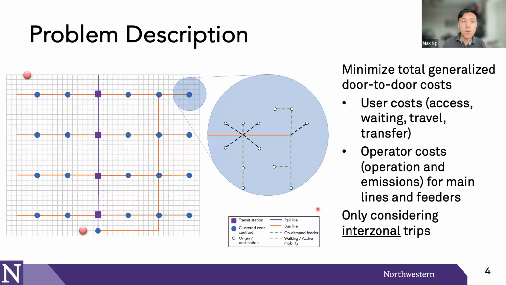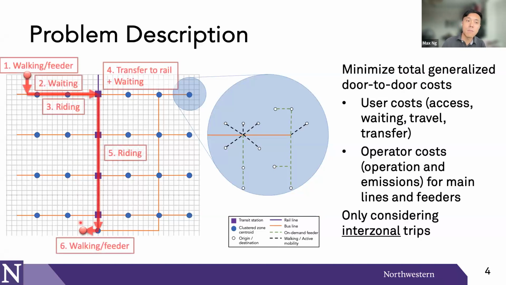For example, when we want to go from an origin to a destination, a user may have to walk or take a feeder to the closest transit lines, and then they have to wait, and then they ride on the transit lines, and then maybe they will transfer from mode to mode, such as from a bus to rail, and they wait again, and they ride on that. And when they reach the final transit stops, they would have to walk or take another feeder to their final destinations. And these are all the costs that we have to consider when we try to model the whole transit network.